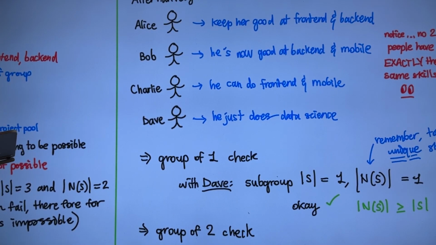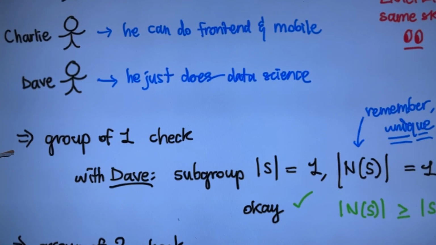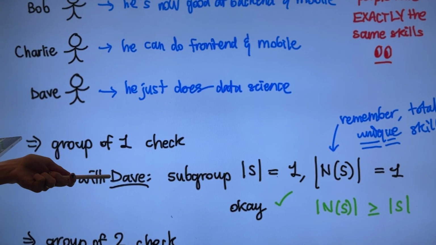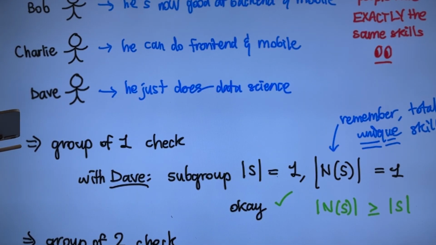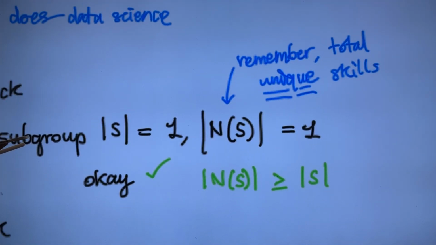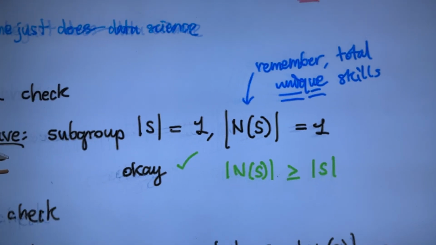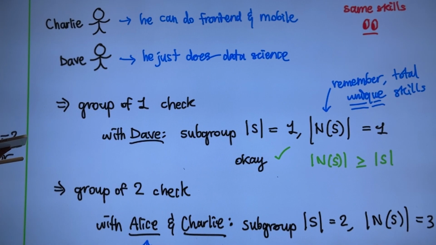So again, with Dave, okay, the subgroup size is 1, because we're only looking at Dave, so that's 1 person. And then the size of the neighborhood, remember, in this case, total unique skills, that is also 1. He has 1 skill, data science. Okay, does this satisfy Hall's condition? Well, let's see. The absolute value of NS is greater than or equal to the absolute value of S if Hall's condition is fulfilled. 1 is definitely greater than or equal to 1. Therefore, this is okay. Now let's do a group of 2 check, right?